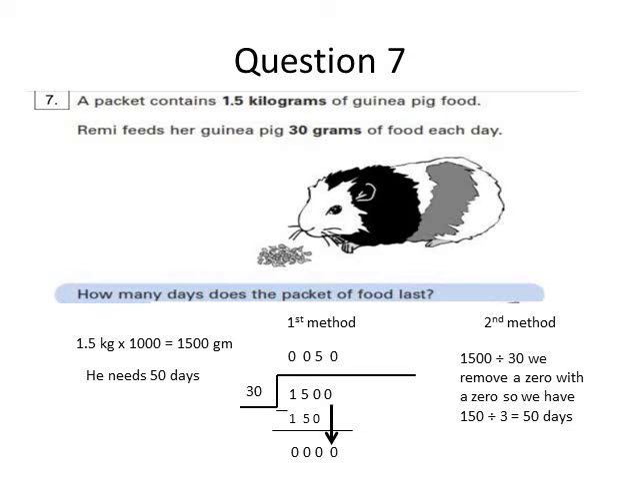Or the second method, which is 1500 divided by 30, we remove a 0 with a 0, so you have 150 divided by 3, which is 15 divided by 3 equals 5, and add the zero that travels to the answer. So the answer is 50 days.